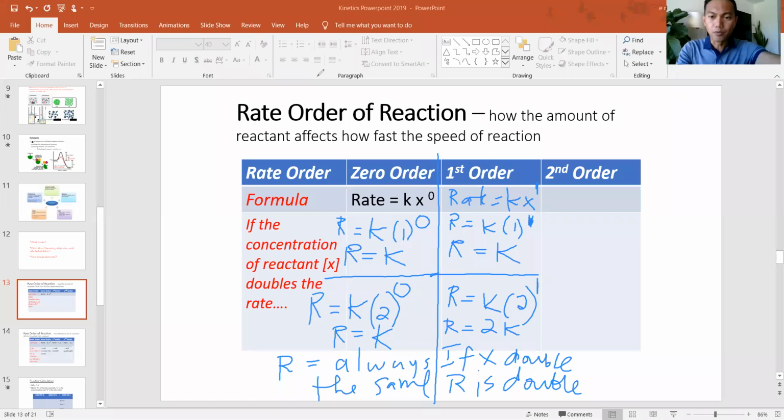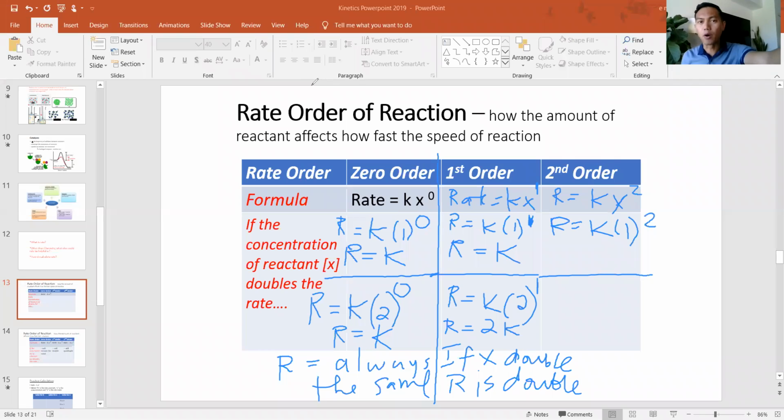Now let's try the last one, the second order reaction. Rate is equal to kx to the second power. So same approach. I'm going to use 1 as our starting number. R is equal to k times 1, but this time it's raised to the second power. But since we're dealing with 1 squared, it's still 1, right? So our answer is still R is equal to k.